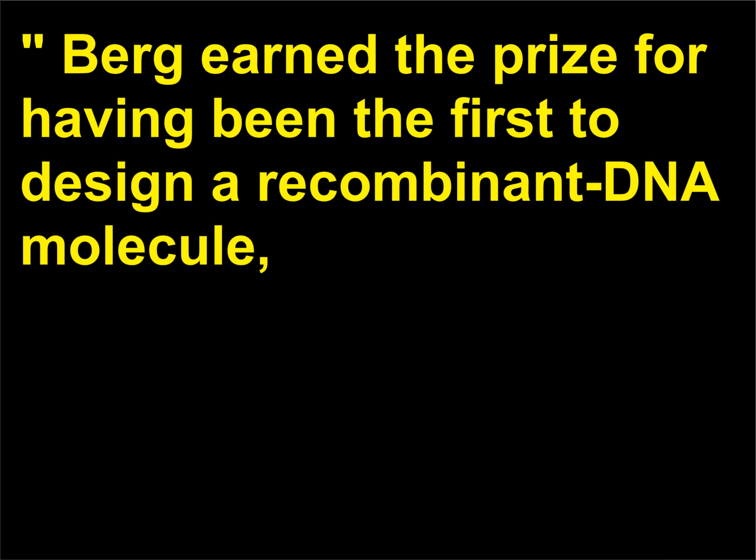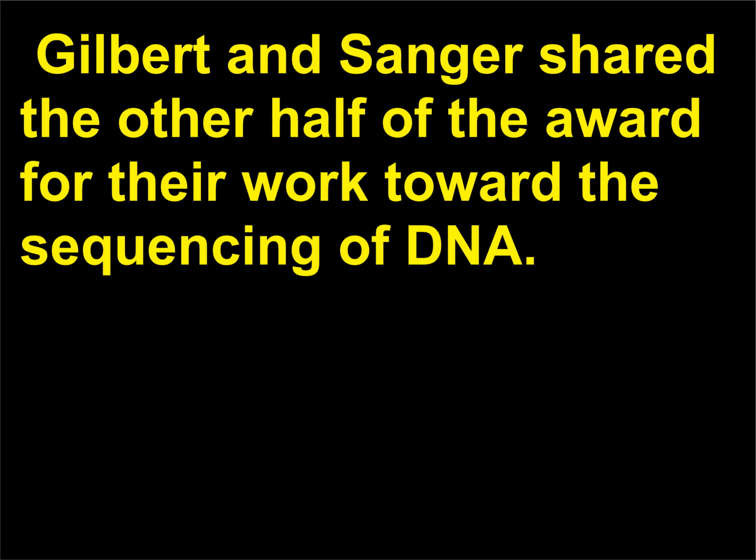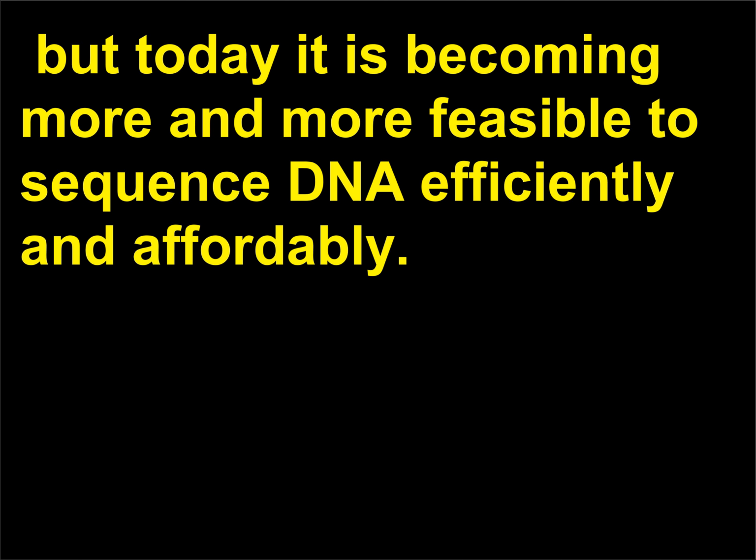Berg earned the prize for having been the first to design a recombinant DNA molecule, which is to say he constructed a DNA molecule containing parts of DNA from different species. Gilbert and Sanger shared the other half of the award for their work toward the sequencing of DNA. The sequencing of DNA was initially an extremely time-consuming and expensive task. But today it is becoming more and more feasible to sequence DNA efficiently and affordably.